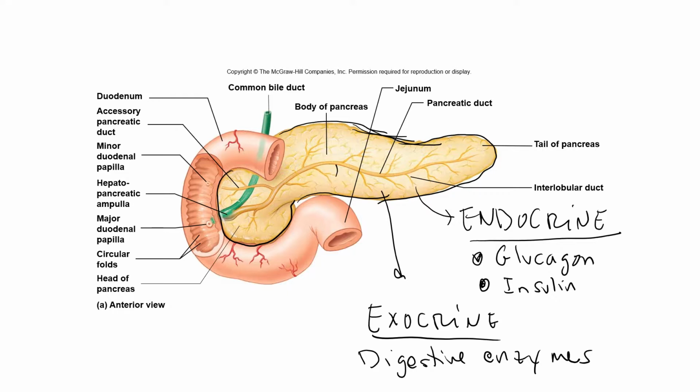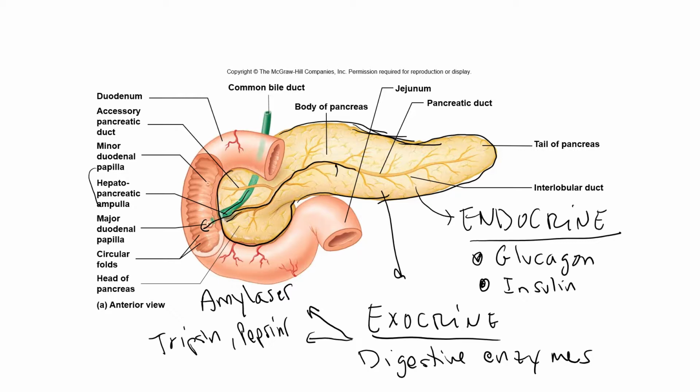The digestive enzymes are collected by the main pancreatic duct, which joins the common bile duct, and the digestive enzymes will be delivered together with bile by the hepatopancreatic ampulla onto the duodenum. Digestive enzymes of the pancreas include pancreatic amylases, which will break down carbohydrates, pancreatic trypsin and pepsins, which will break down proteins, and pancreatic lipases, which will break down lipids.